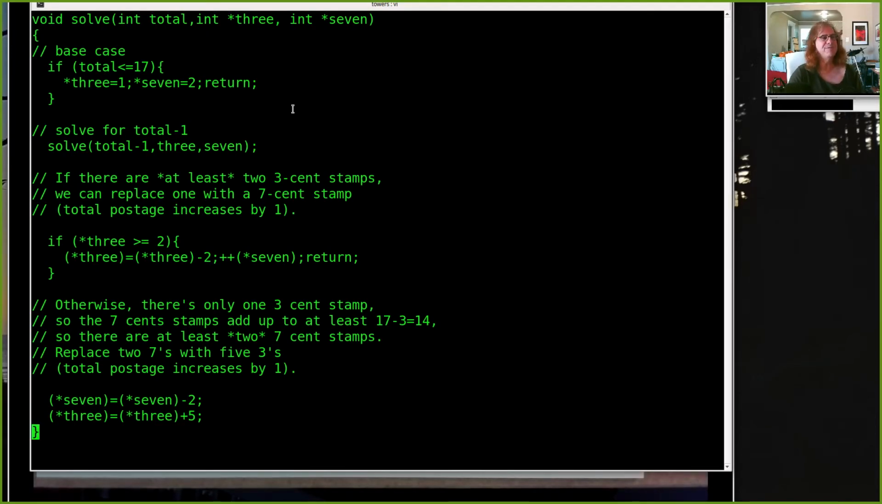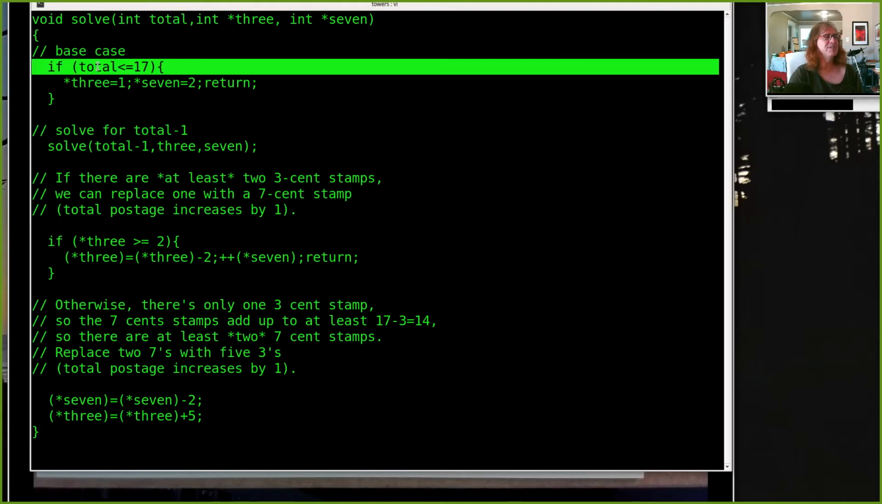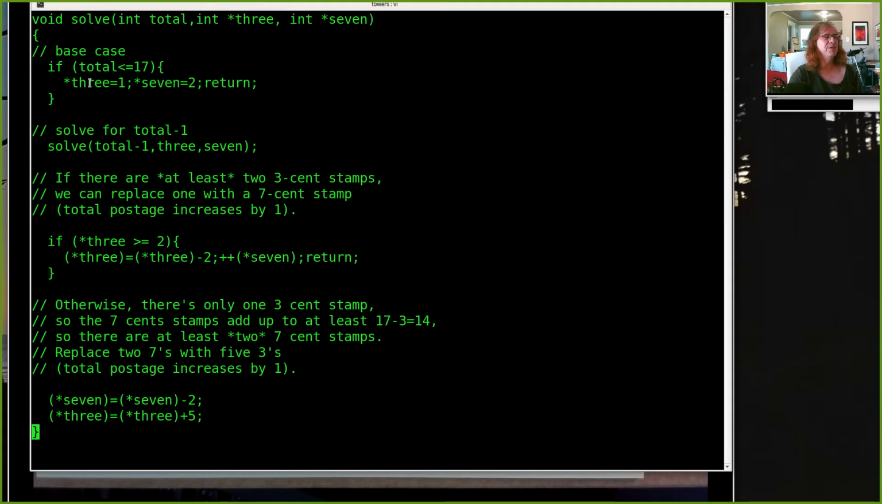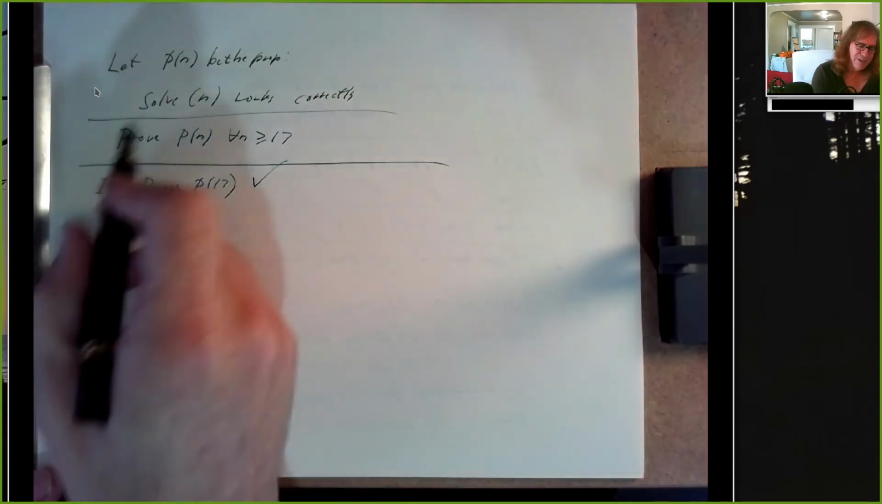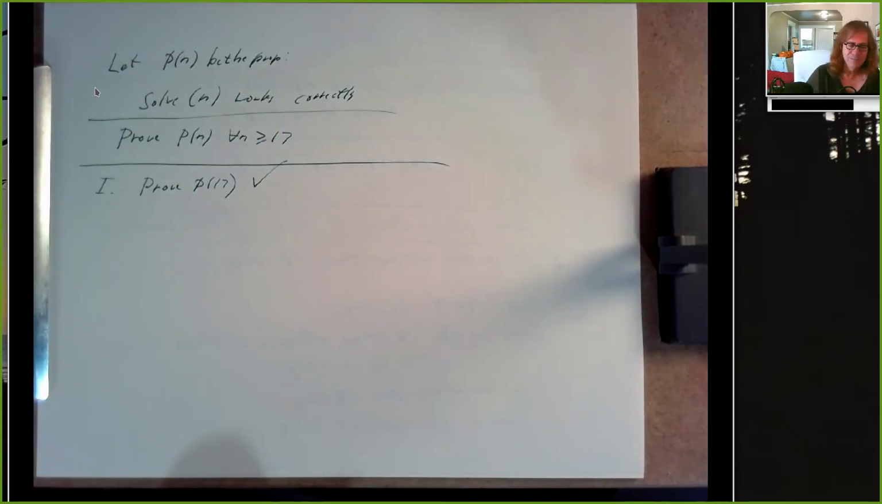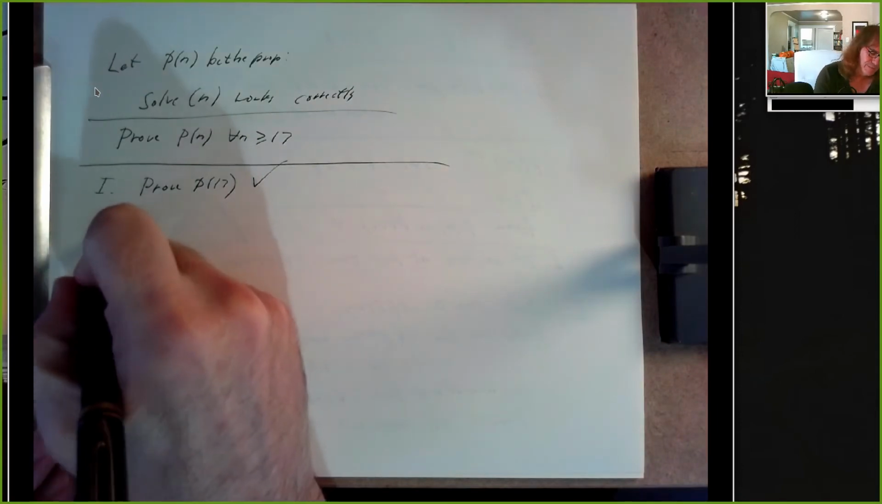It's pretty straightforward. If you call this with an argument of 17, you can see this if statement is going to be true. It's going to set 3s equal to 1. It's going to set 7s equal to 2. Is that a solution? Yeah, because 2 7s is 14, plus a 3 is 17. Yeah, my function works great for 17. So by looking at the code, we can verify that P of 17 is true, i.e. my solve function works correctly for 17.